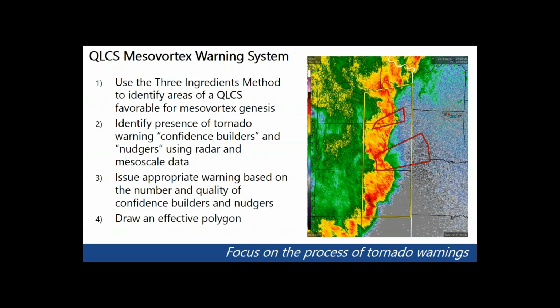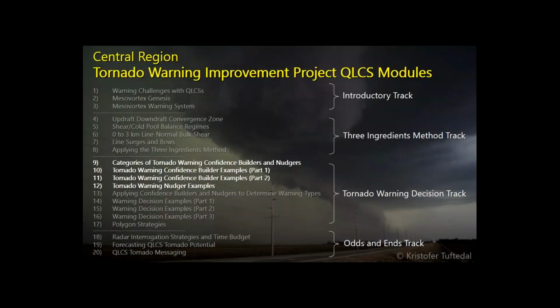Of course, the final step is drawing an effective polygon for this tornado risk. Work is underway in adding these modules that will provide more detail, again, on the use of confidence builders and nudgers, including several examples. Additional modules detailing step 4 will be forthcoming down the line as well.